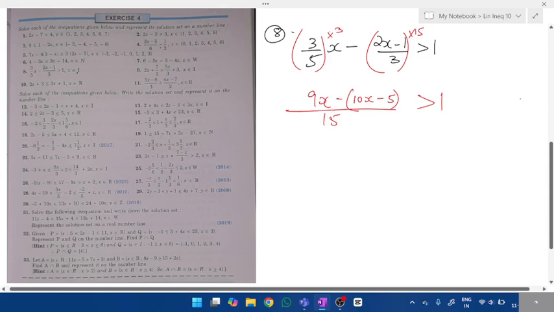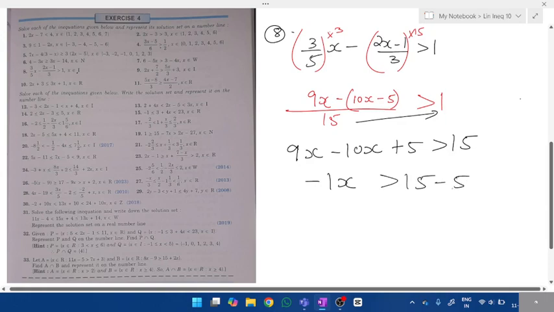Okay, look at the screen, students. We'll solve from here. What happens to this 15? It goes to the other side, right? When you open the bracket, you get 9x minus 10x plus 5. 1 into 5 is 5. Next, how much is 9x minus 10x? Minus 1x. Then greater than 15 minus 5.